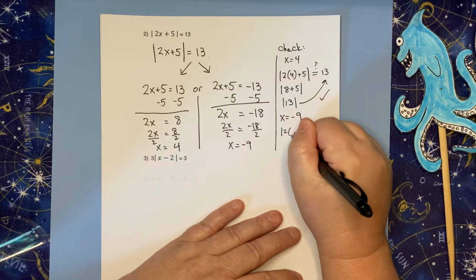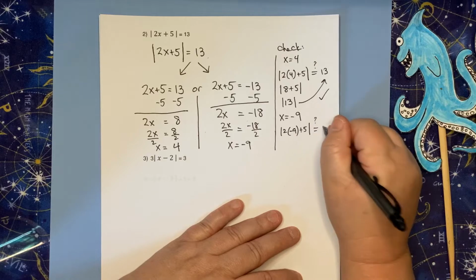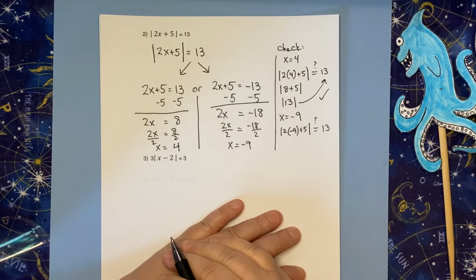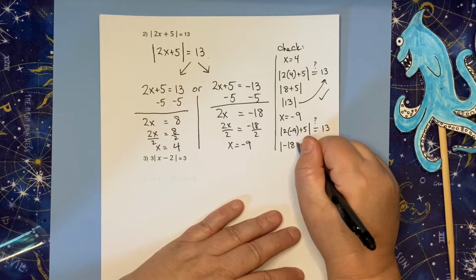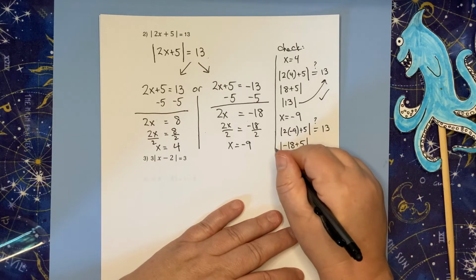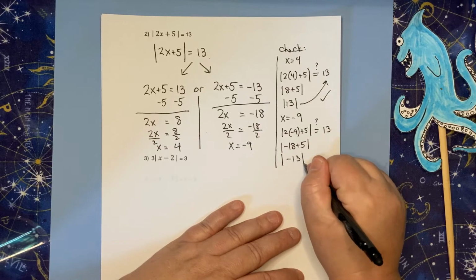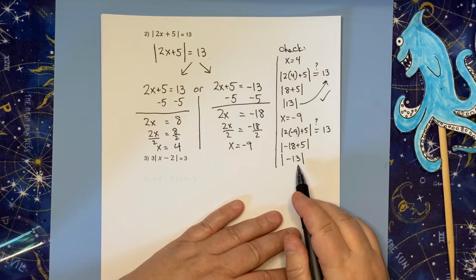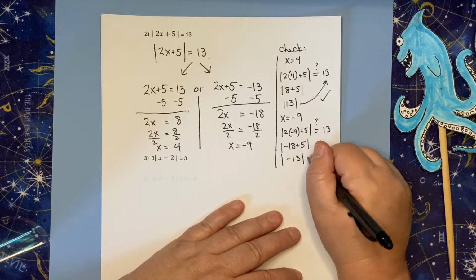Okay, so 2 times negative 9 plus 5. Does that equal 13 in absolute value? Well, let's see. 2 times negative 9 is negative 18 plus 5. So that is negative 18 plus 5 is negative 13. So you can see we're coming at it from both directions. Here's the positive possibility. Here's the negative possibility.